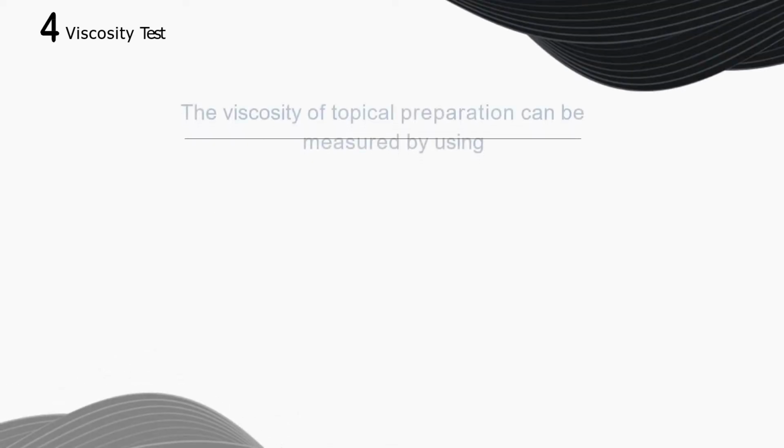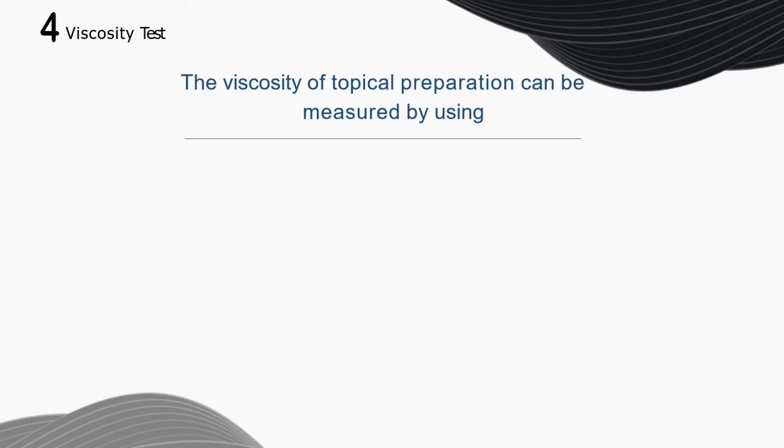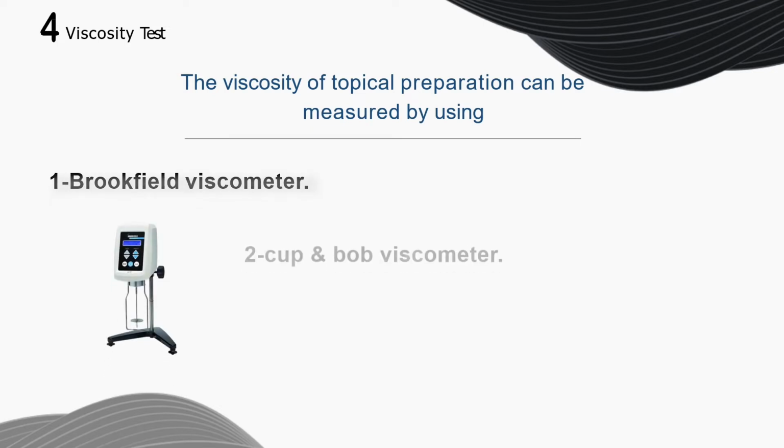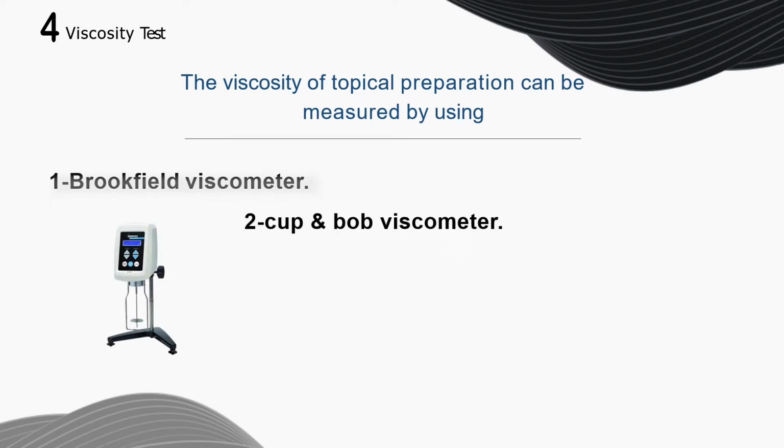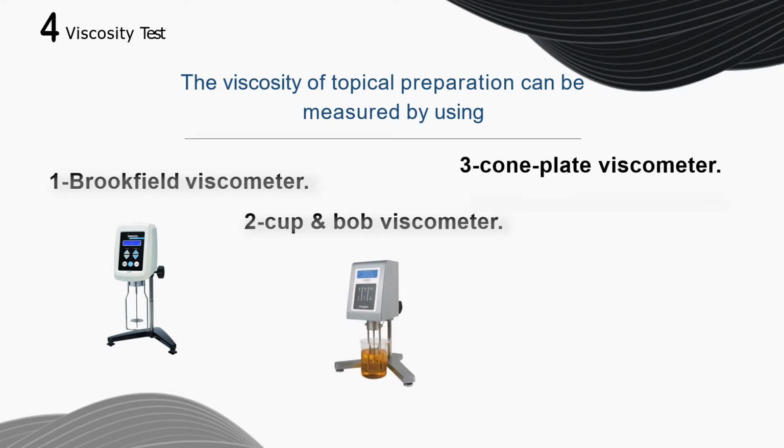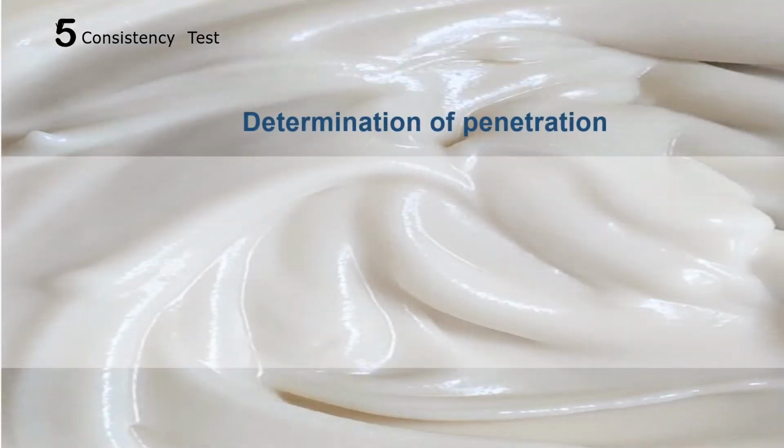The viscosity of a typical preparation can be measured by using a Brookfield viscometer, cup and bob viscometer, or cone and plate viscometer. Consistency test. Determination of penetration. Prepare 3 samples by 3 methods.